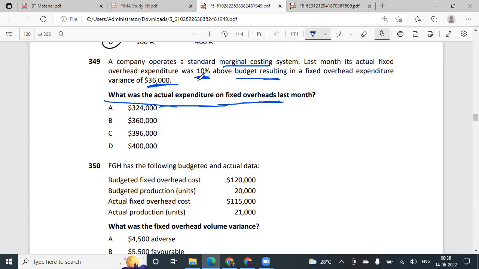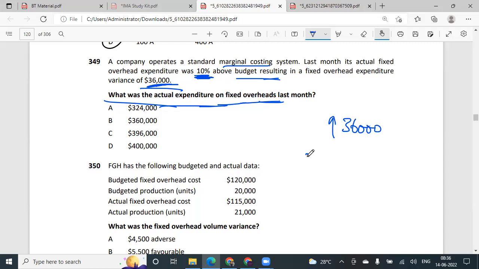Just understand it here. See, the fixed overhead expenditure variance is 36,000. So now the variance is 36,000, and how much percentage is it? 10% above. The actual fixed overhead is above by 10%, and the variance is actually more only. So what we can do is find out first how much the main variance is.